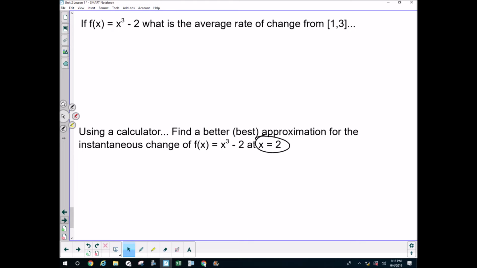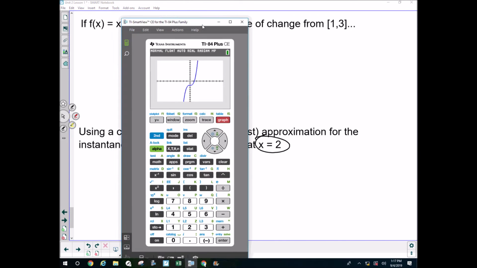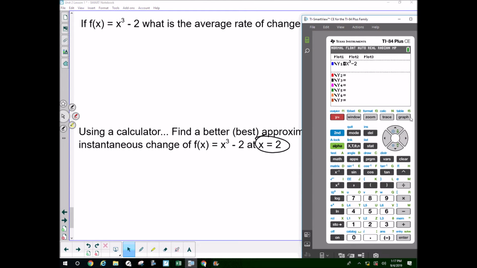I'm going to go pretty quickly through this because it's actually not what we will be doing in the future, but it's going to be used for demonstrative purposes, okay? So just bear with me. Know that it's actually not super important, the actual calculations. The concept is what's important, okay? So let's graph x cubed minus 2. Boom, graph.